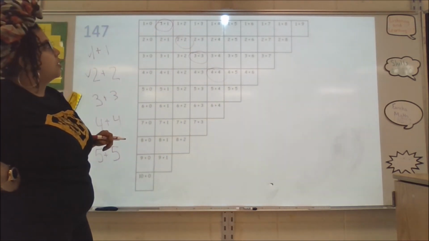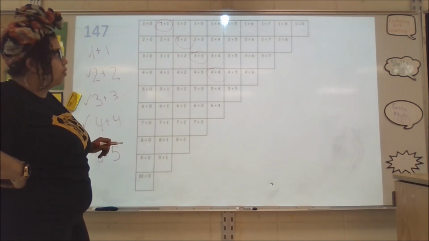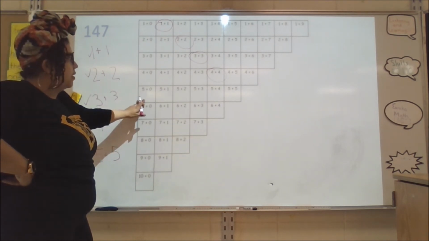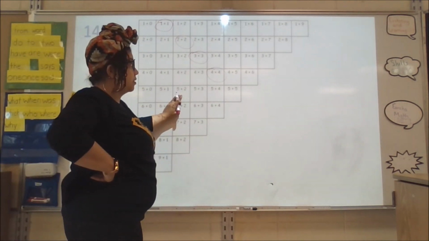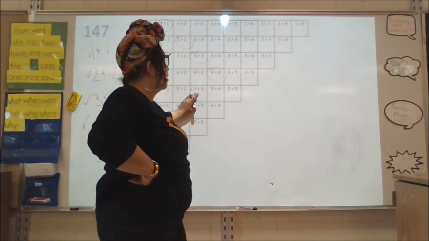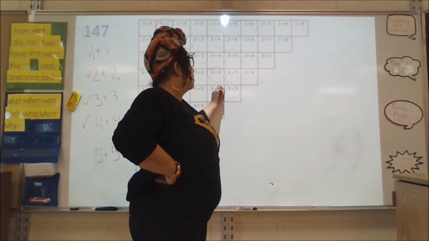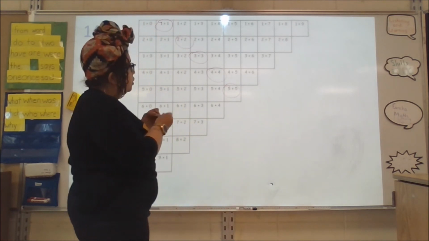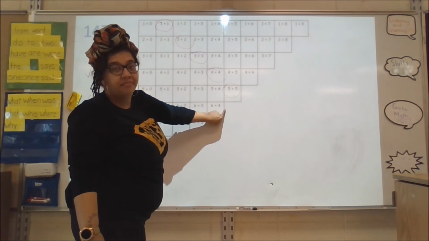Good job, good job. Am I done yet? I still have one more double to find. So let's keep going. 5 plus 0, 5 plus 1, 5 plus 2, 5 plus 3, 5 plus 4, and 5 plus 5. So those are all of our doubles. Do you notice how it's creating a diagonal pattern?